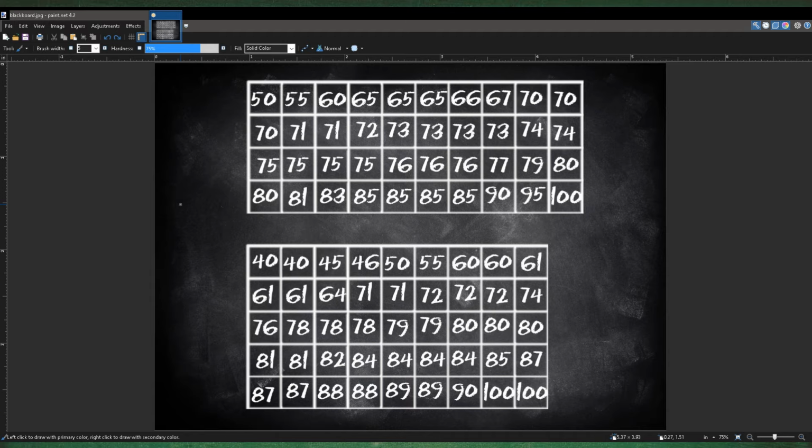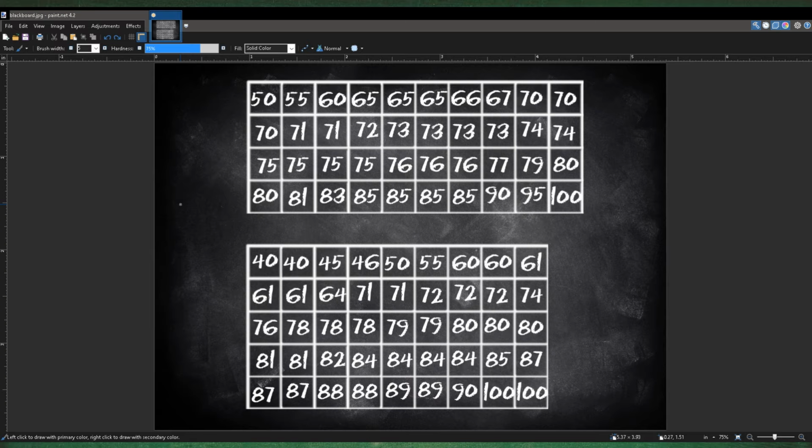So column 1 is 50, 55, 60, and three 65s, a 66, a 67, three 70s, two 71s, a 72, four 73s, a 74, two 74s, four 75s, three 76s, a 77, a 79, two 80s, an 81, an 83, four 85s, a 90, a 95, and a 100.